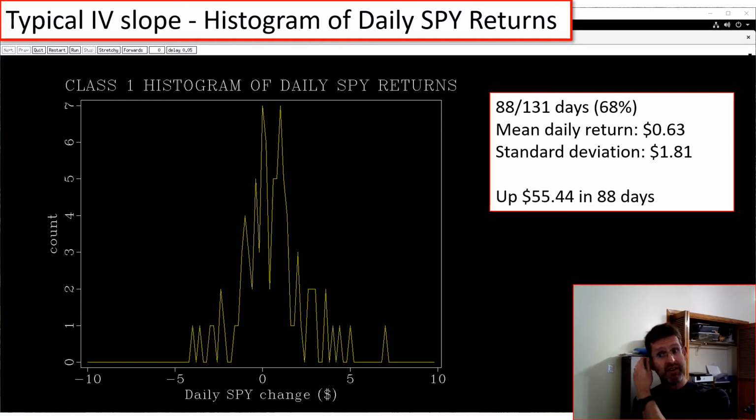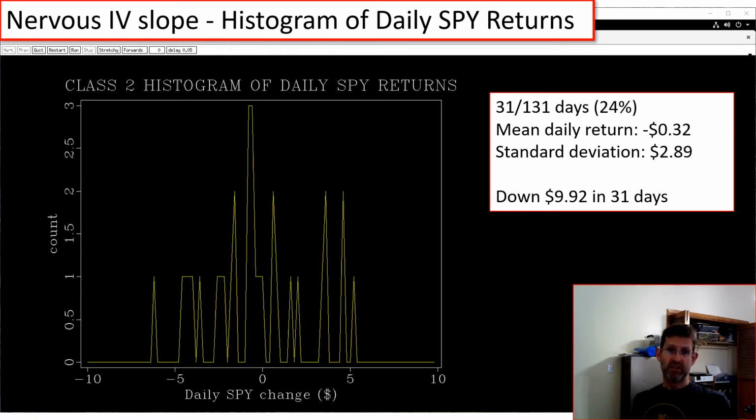return of $55.44. So here are the daily SPY returns when the IV slope is in nervous mode, which is 24% of the time.